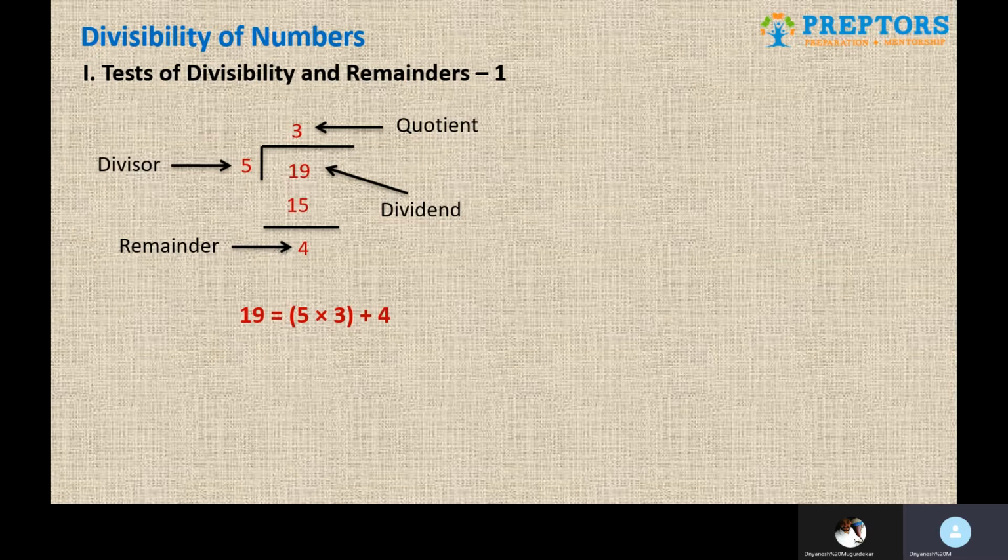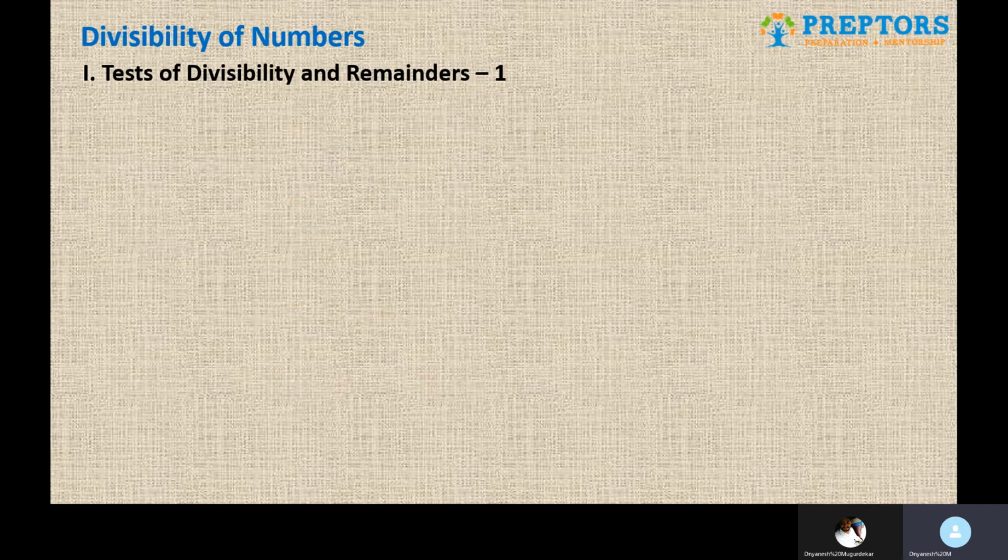When we substitute the terms at the respective places, what we get is dividend is equal to divisor into quotient plus remainder. Remember this formula, folks. We will be using this in some of the places to calculate. And now with this quick introduction, let's actually start with the divisibility tests for the different numbers.